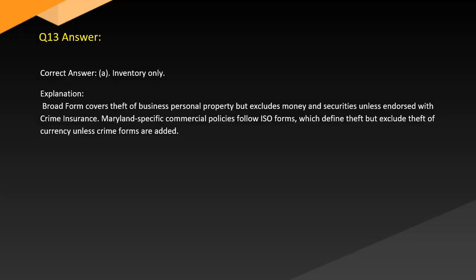Answer. Correct answer: A. Inventory only. Explanation. Broad form covers theft of business personal property but excludes money and securities unless endorsed with crime insurance. Maryland-specific commercial policies follow ISO forms, which define theft but exclude theft of currency unless crime forms are added.